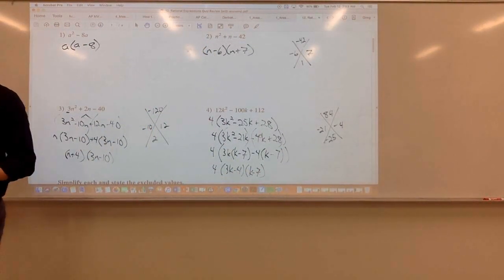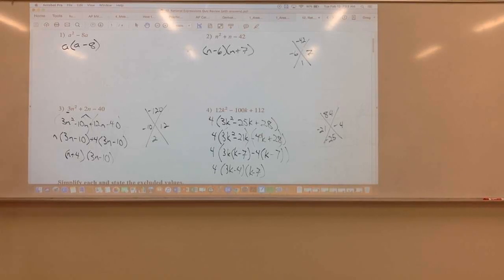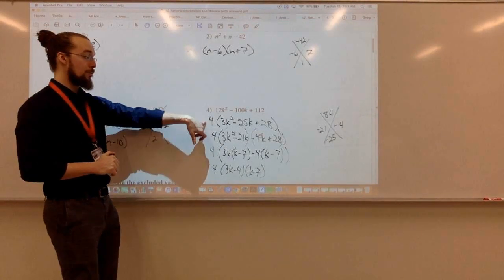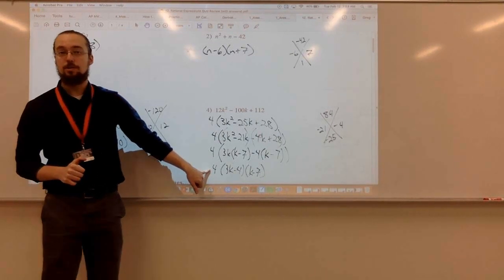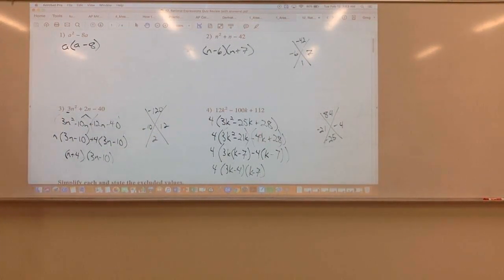Right? One thing I do see people leave off a lot is that 4 that we took out at the beginning. Okay? That still needs to be part of the final answer. We should write that 4 out in front of our two factors. Right? Questions on factoring?